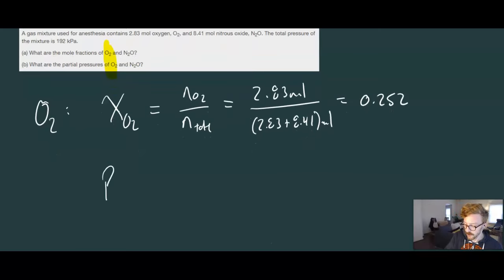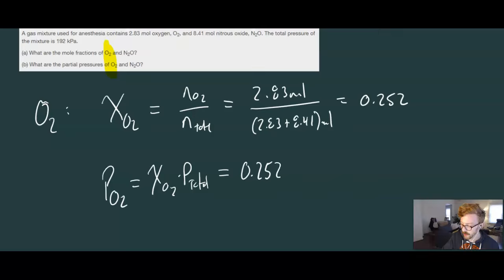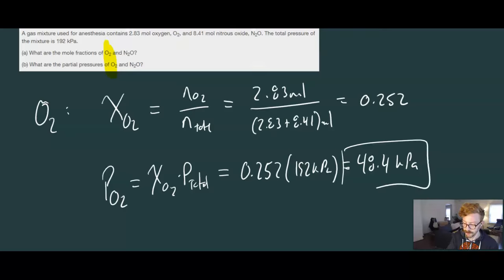So the way that we solve that mathematically is we say the partial pressure of O2 is equal to the mole fraction of O2 times the total pressure. And so it should be, again, 25.2%, but so we take 0.252 multiplied by 192 kilopascals, and that gives us 48.4 kilopascals as the partial pressure of oxygen. So you can go ahead and do nitrous oxide on your own.